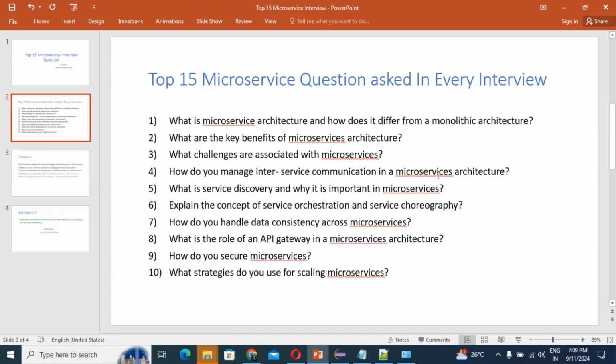Please keep this in mind. First, guys, complexity. Managing multiple services adds operational and architectural complexity. Got it?